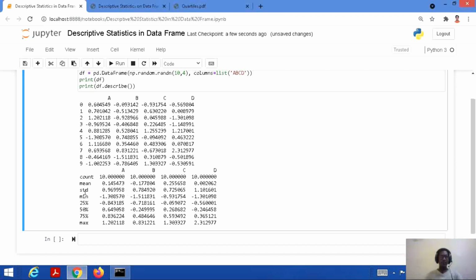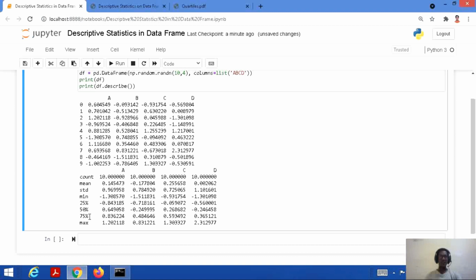Okay, and then minimum. Min stands for the minimum. We have mentioned the minimum value in this particular column. So the minimum value is minus 1.3 something. Then 25%, 50% and 75%, what are these? These are quartiles. This is the distribution: where the 25% lies, where the 50% lies, and where the 75% lies. That means 25% is the lowest values, then 50% is the next, up to the median, then 75% is above the median. So that means the first quartile, the second quartile and the third quartile values.